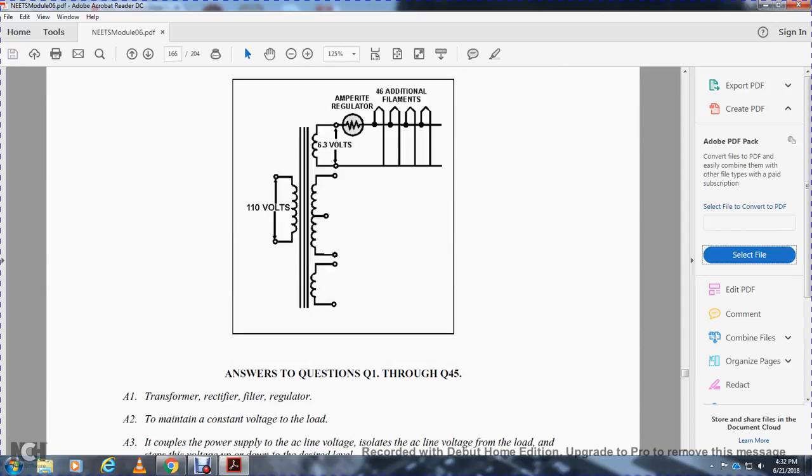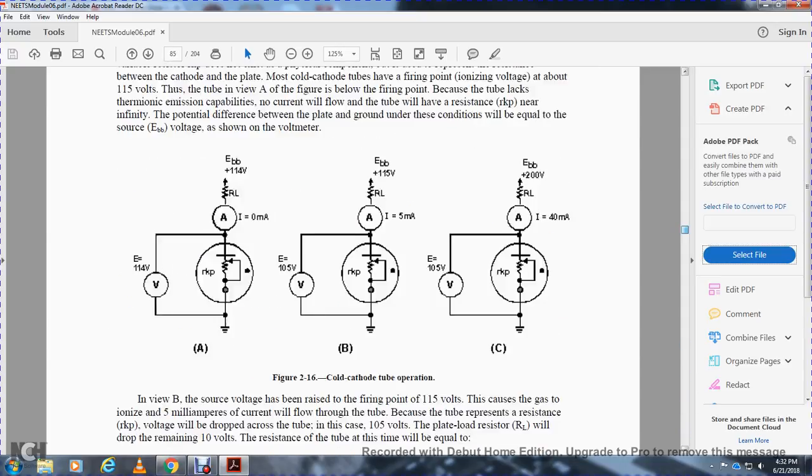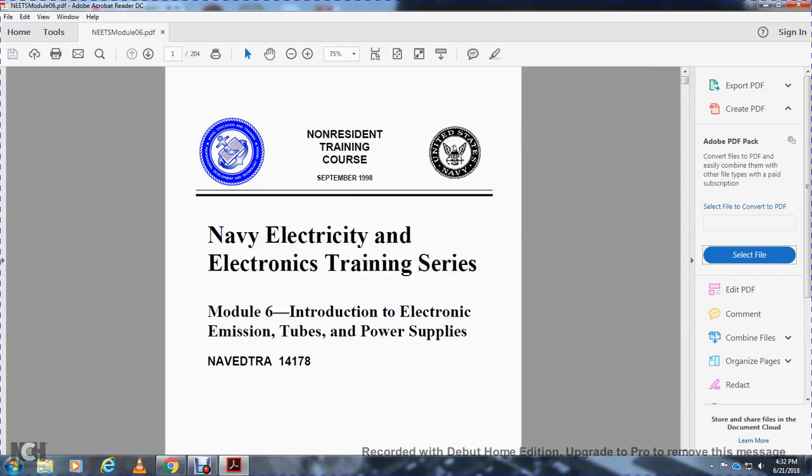And that was your Chapter 3 summary, and that's the rest of the book, unless you want to go over the glossary, index, and the assignments. But as read, this has been a reading of the Navy Electricity and Electronics Training Series, Module 6, Introduction to Electron Emission, Tubes, and Power Supplies.